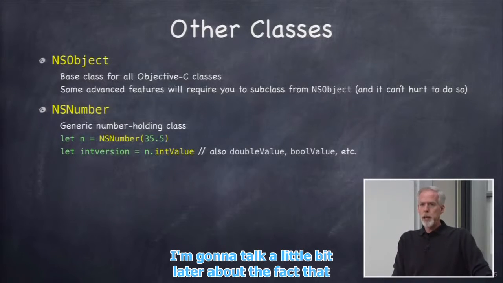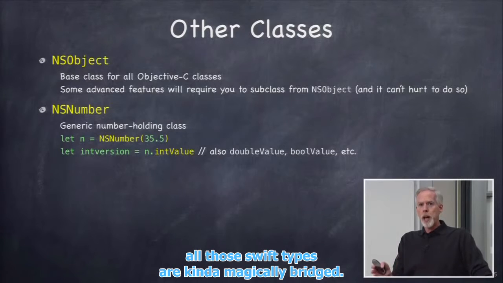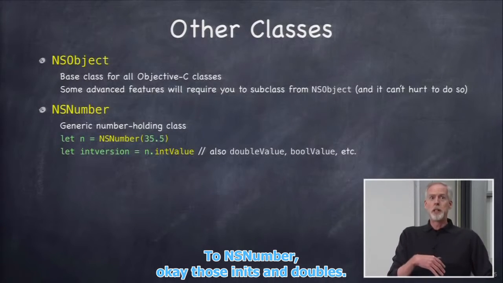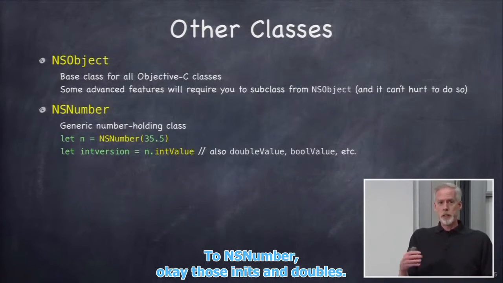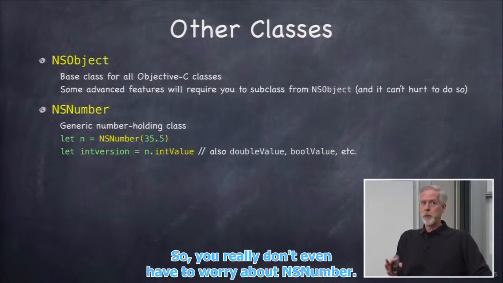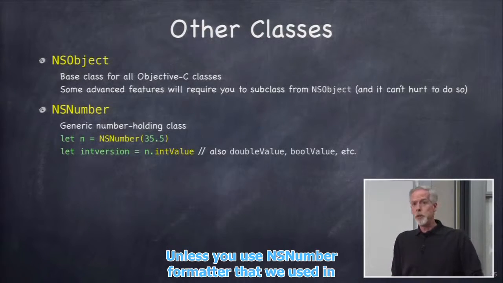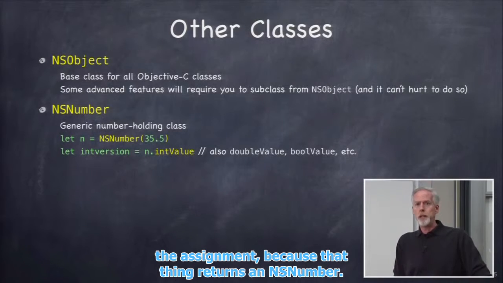I'm going to talk a little bit later about the fact that all those Swift types are kind of magically bridged to NSNumber, those Ints and Doubles. So you really don't even have to worry about NSNumber unless you're going to use something like the NSNumberFormatter that we used in the assignment, because that thing returns an NSNumber.